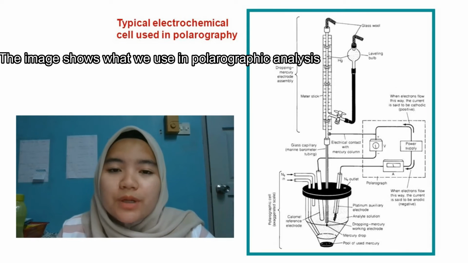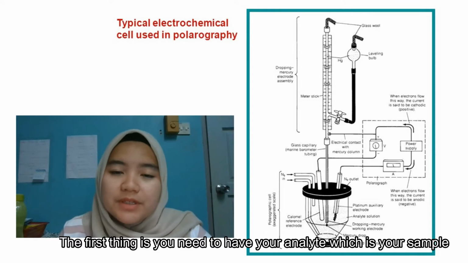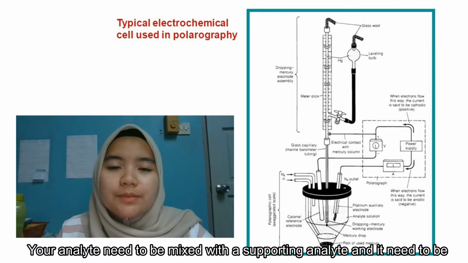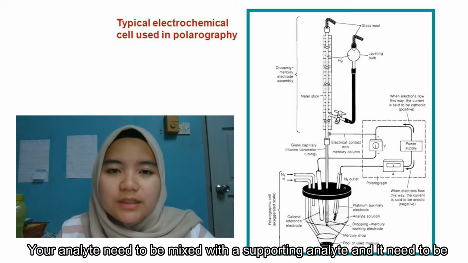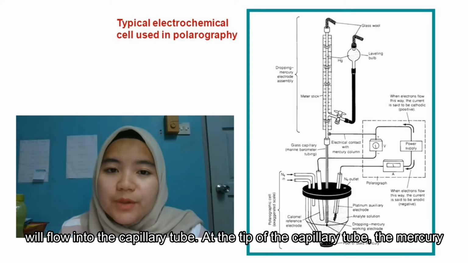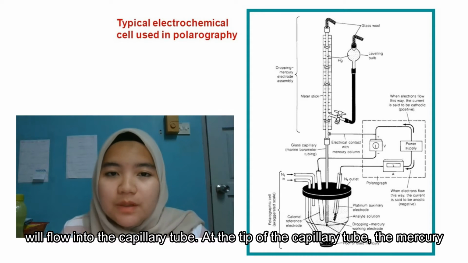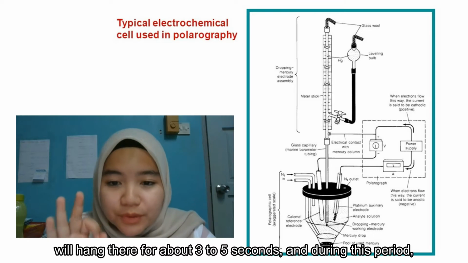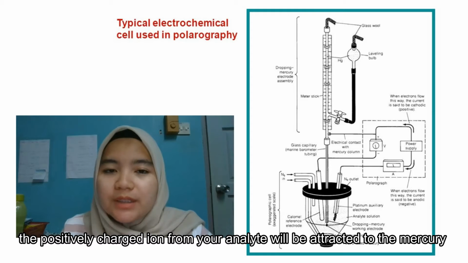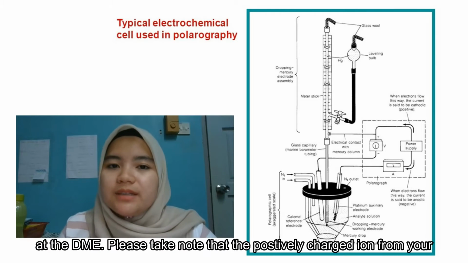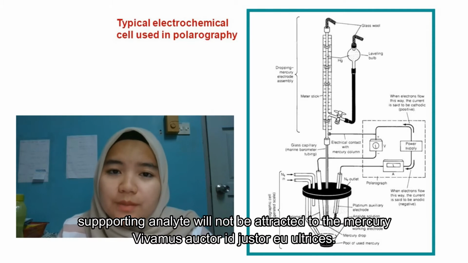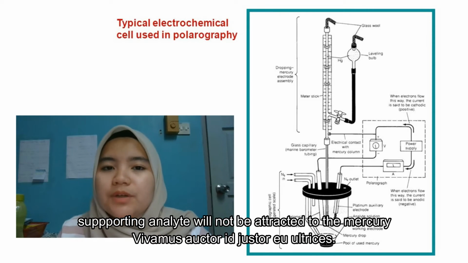The image shows what we use in polarographic analysis. The first thing is you need to have your analyte, which is your sample. Your analyte needs to be mixed with the supporting electrolyte and then poured into the polarographic cell. The mercury inside the mercury reservoir will flow into the capillary tube. At the tip of the capillary tube, the mercury will hang there for about 3 to 5 seconds, and during this period, the positively charged ion from your analyte will be attracted to the mercury at the DME. Please take note that the positively charged ion from your supporting electrolyte will not be attracted to the mercury.